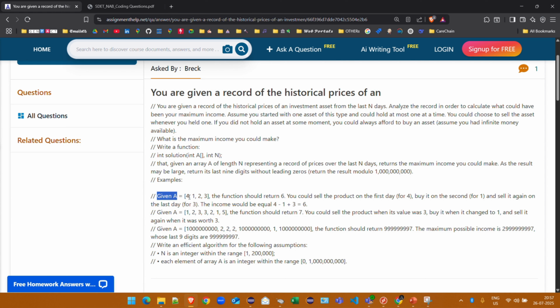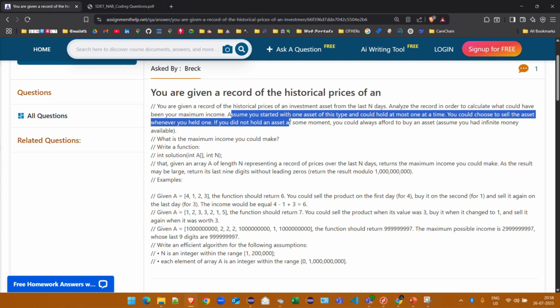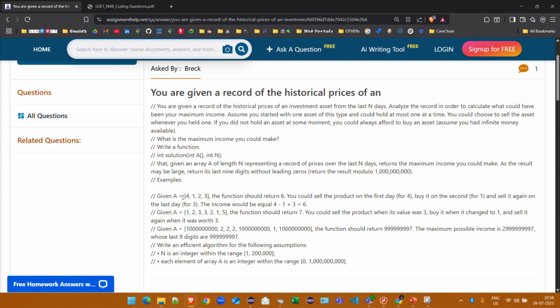The given array is 4, 1, 2, 3. That means on day 1 the price was 4, on day 2 the price was 1, day 3 the price is 2, and day 4 the price is 3. So it clearly says that the function should return 6. How? You could sell the product on the first day. It is a condition that you assume you started with one asset. So we already had one asset.